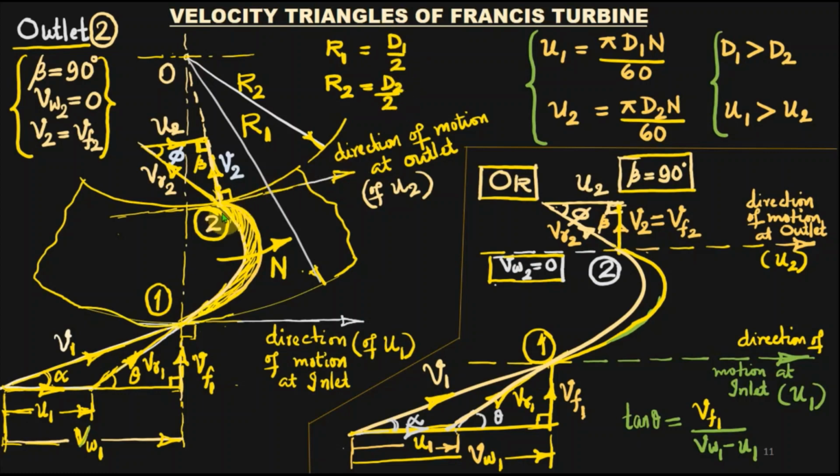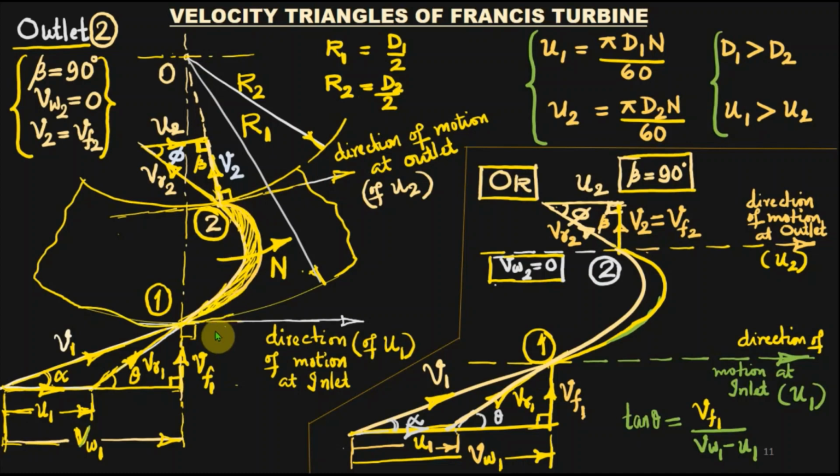Similarly, the point 2, that is outlet, is at a radial distance R2 from the center of the runner O. That is the distance from point O to the point 2, that is the outlet, O2, that is equal to R2, that is equal to D2 by 2.